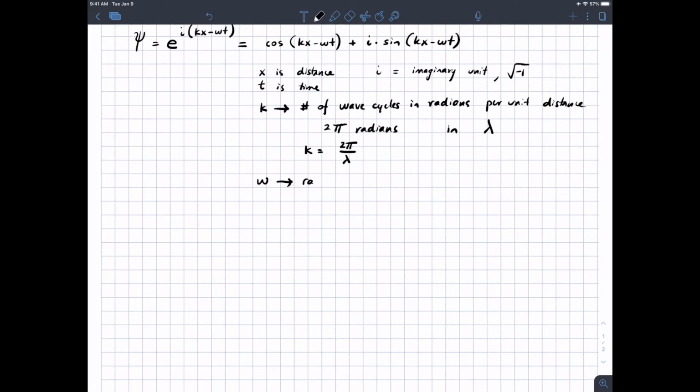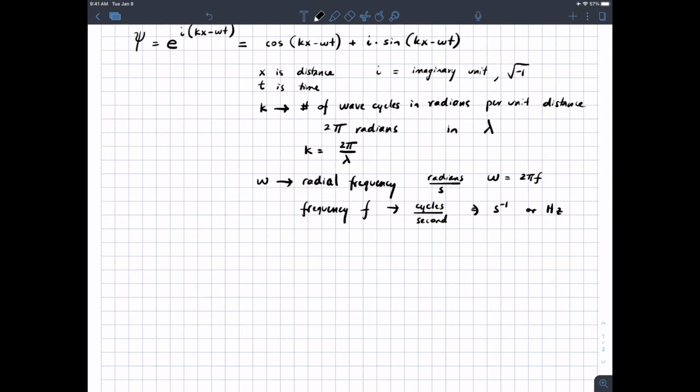Omega is radial frequency. This is frequency in terms of radians. Regular frequency, f, is in units of dimensionless cycles per second, or hertz. Radial frequency is expressed in radians per second. So if you want to convert regular frequency to radial frequency, you come up with the conclusion that omega is 2 pi radians times the frequency.